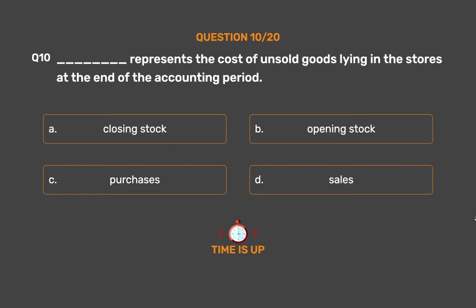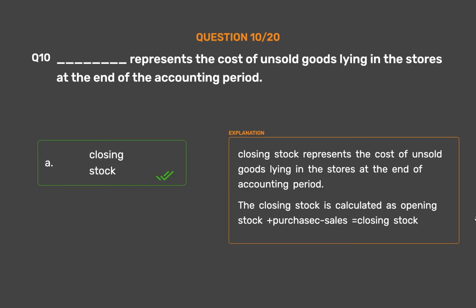The correct answer is Option A. Closing stock. Closing stock represents the cost of unsold goods lying in the stores at the end of the accounting period. The closing stock is calculated as opening stock plus purchases minus sales equals closing stock.